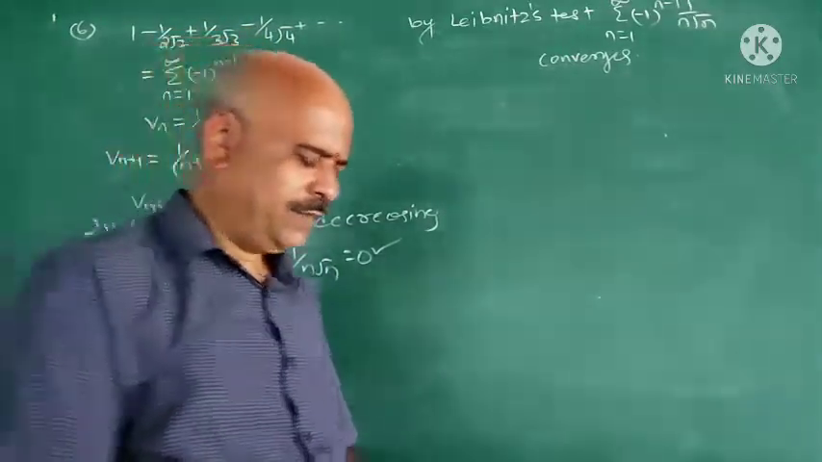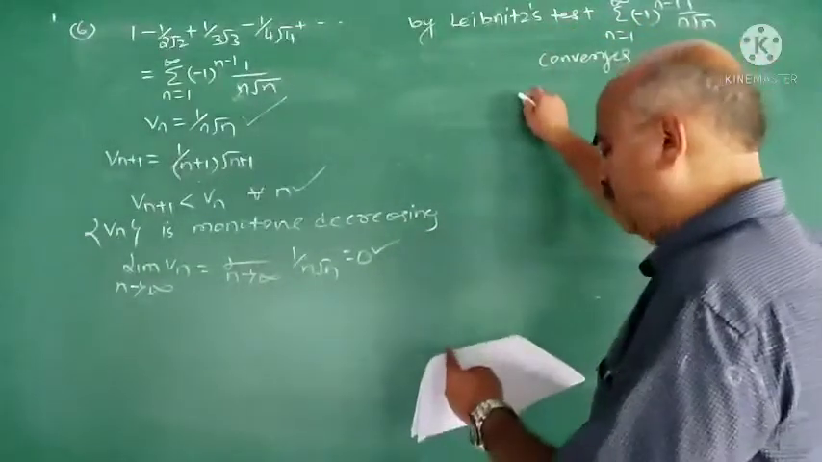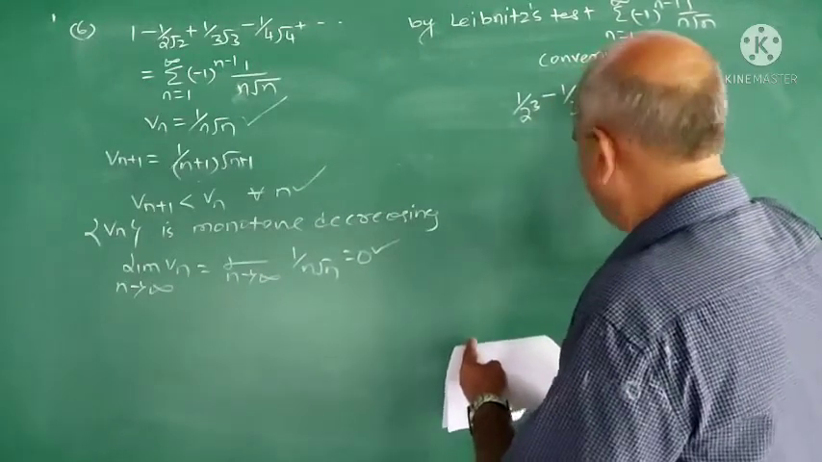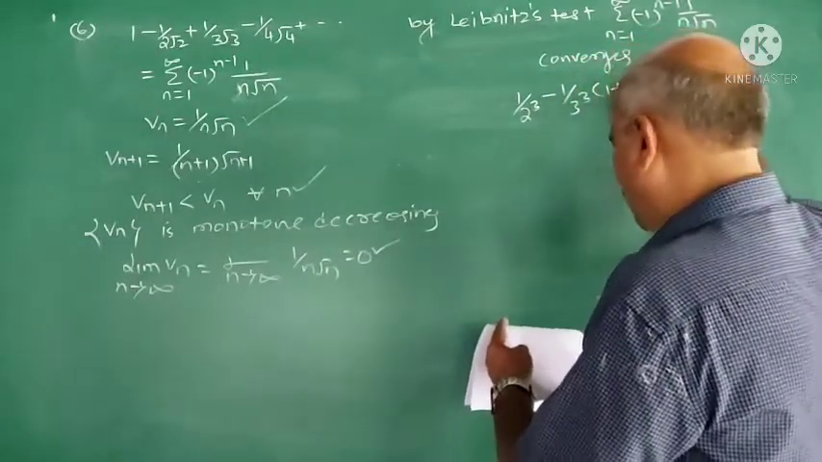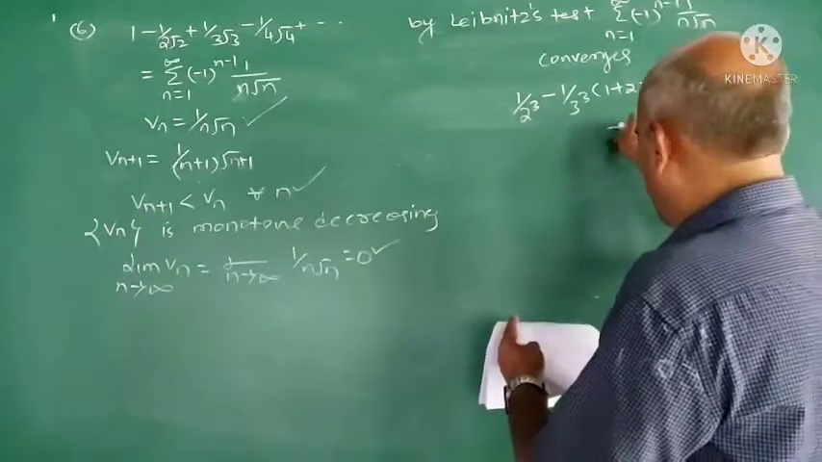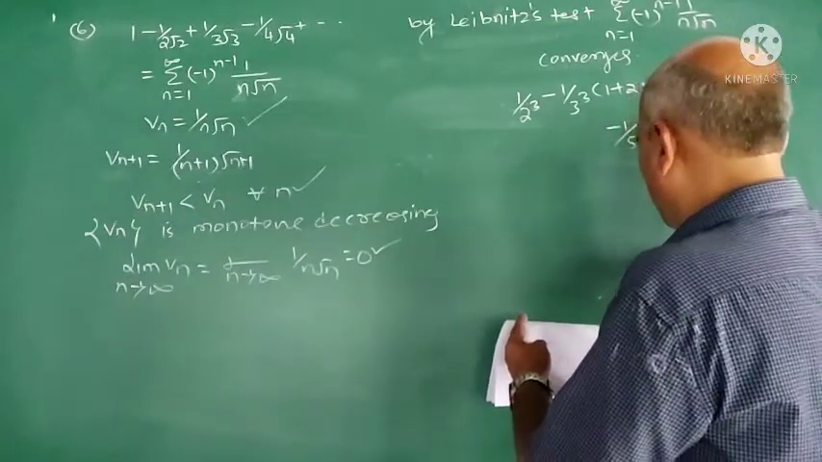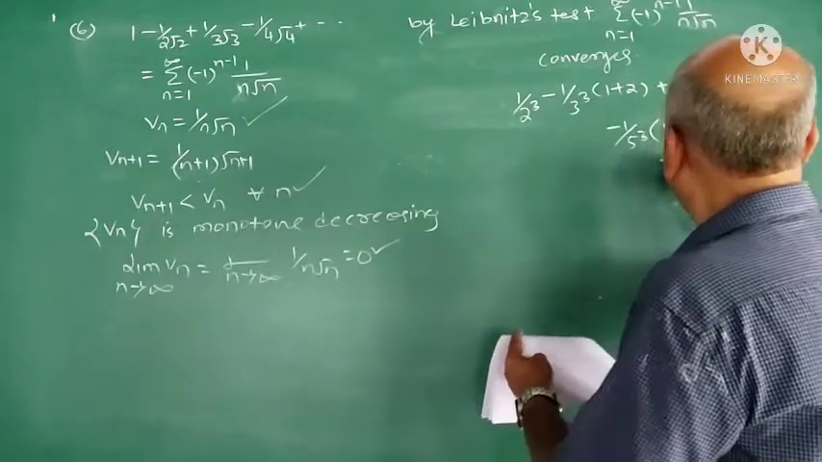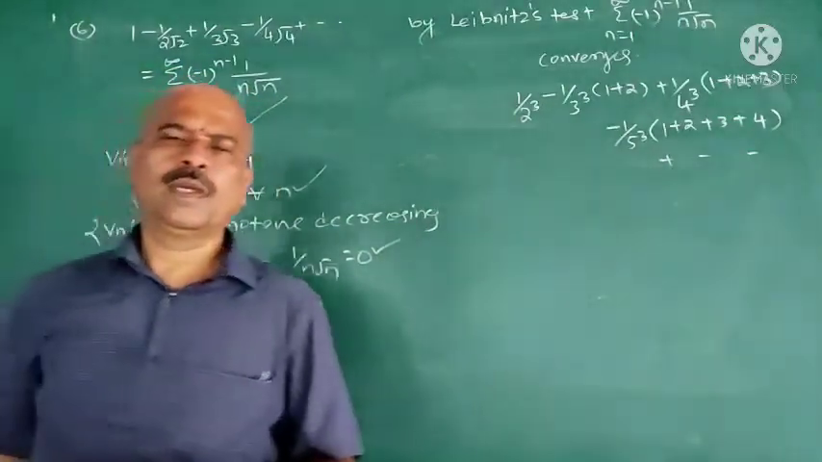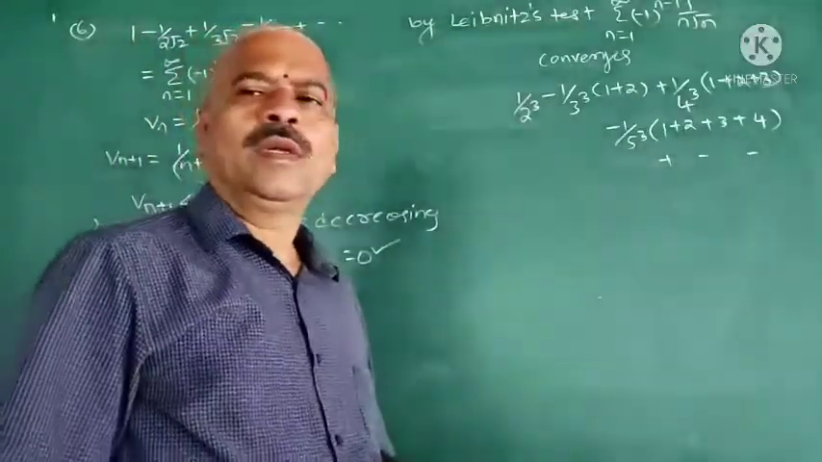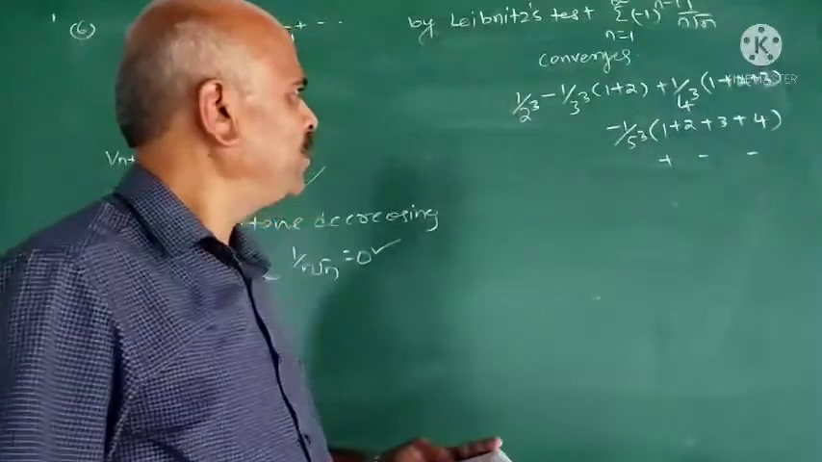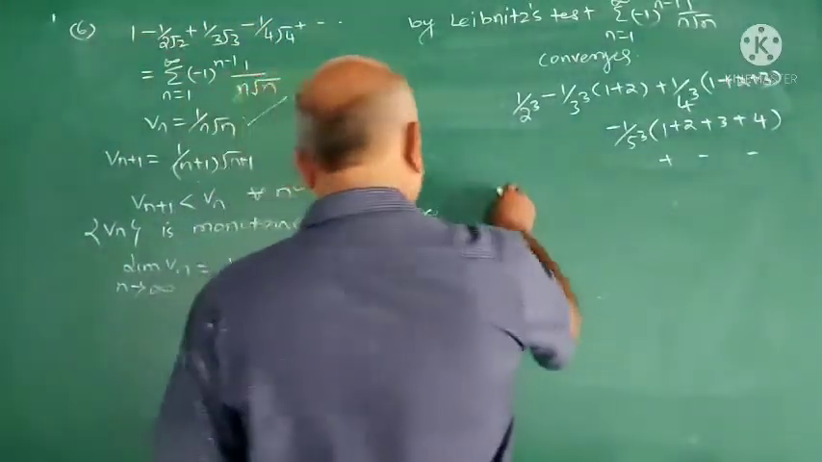1 or 2 examples as exercise to try this. One example is test the convergence of 1 upon 2 cube minus 1 upon 3 cube into 1 plus 2 plus 1 upon 4 cube into 1 plus 2 plus 3 minus 1 upon 5 cube into 1 plus 2 plus 3 plus 4, so on. Test the convergence of this. Will you take this as exercise? Can you solve this one? Here nth term required here.